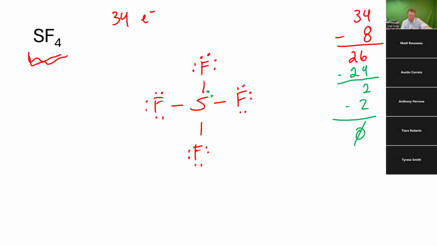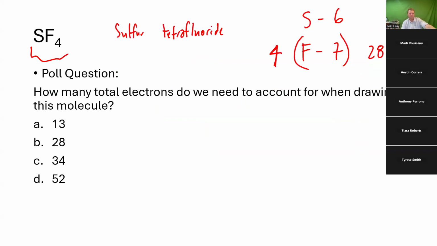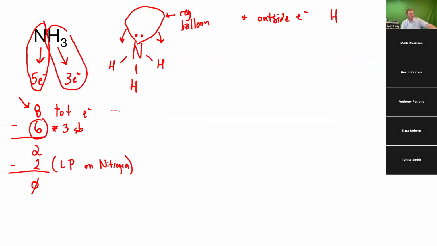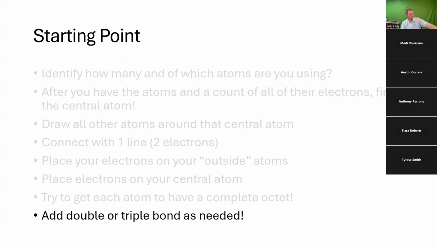Oh, just a second. I got a private message that I want to address. To get to a complete octet and then add a triple or a double bond as needed.